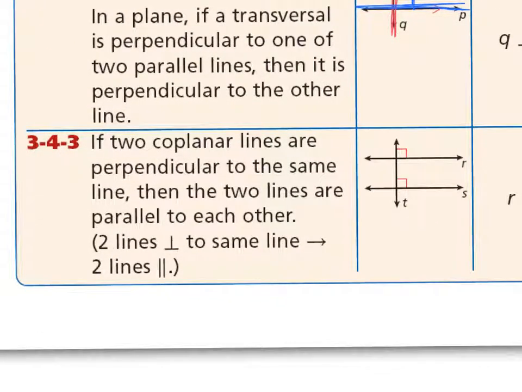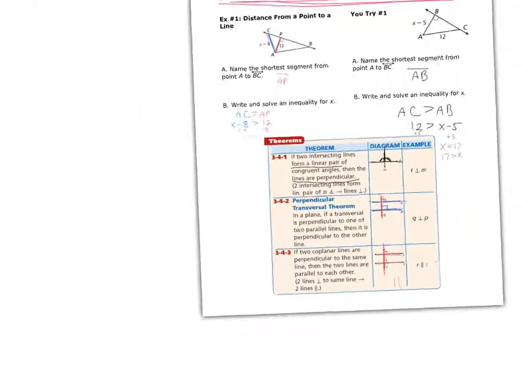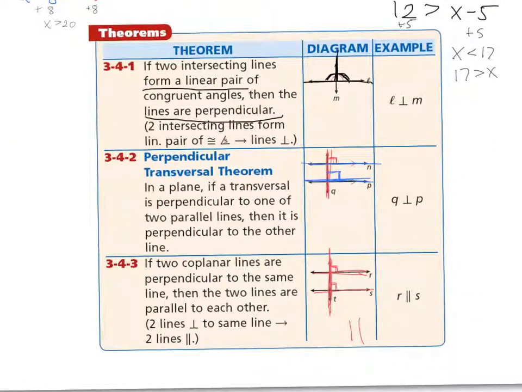And the last one says if two coplanar lines are perpendicular to the same line, then the two lines are parallel to each other. So here's the same line, and it's perpendicular to both, then these two lines right here are parallel to each other. So here are the three terms that you really need to know for this section, and that's about it.